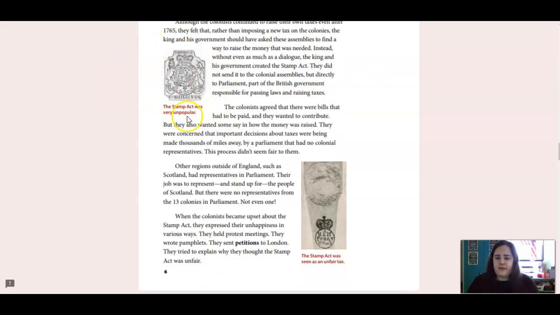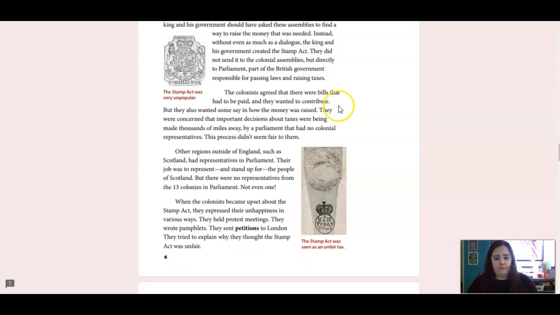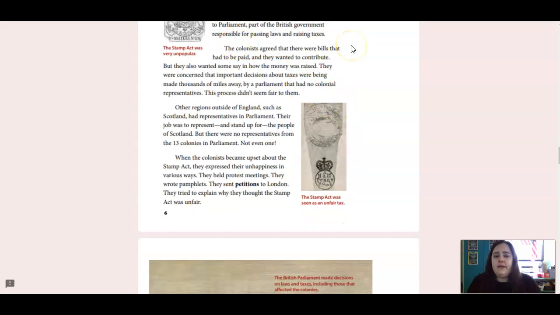And this is saying that the Stamp Act was very unpopular. The people were upset that they didn't have a say in it. They didn't get to vote on it. They were just given this tax and forced to pay. The colonists agreed that there were bills that had to be paid and they wanted to contribute, but they also wanted some say in how the money was raised. They were concerned that important decisions about taxes were being made thousands of miles away by a parliament that had no colonial representatives. This process didn't seem fair to them.